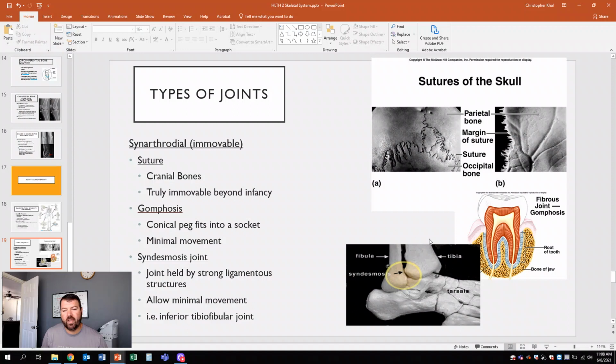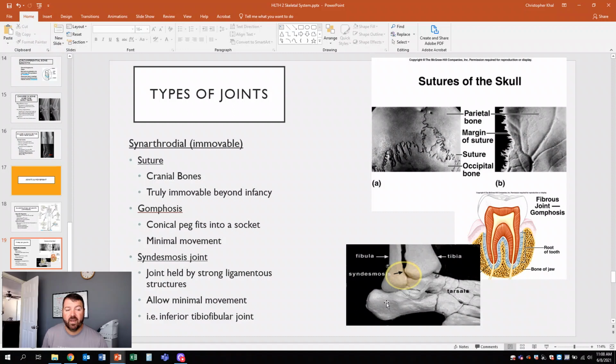And then we have the gomphosis joint, which is your teeth sitting in your jaw. It's called your gomphosis. So a little motion occurs here, like a little bit, but usually there's not a lot.